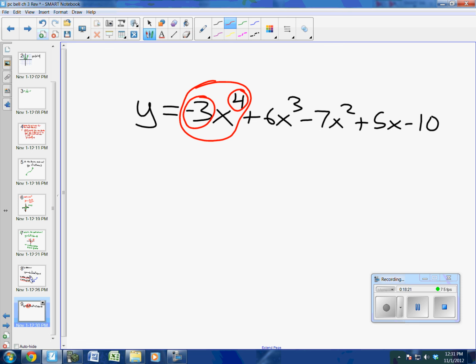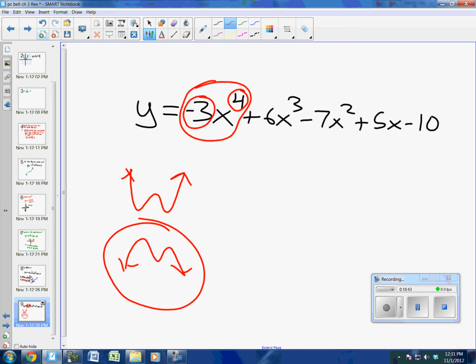If the power is even, such as 4, like this, they're both going to be going up like this or down like this, right? Now, since the coefficient is negative, which one is it doing? It's going down. So it's this one right here, right? So they're both going down. So as x goes to the right, what's y doing? As we go to the right, you guys, what is y doing? It's decreasing. As x goes to the left, what is y doing?